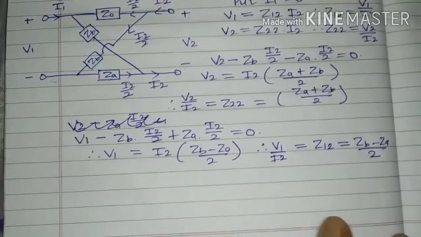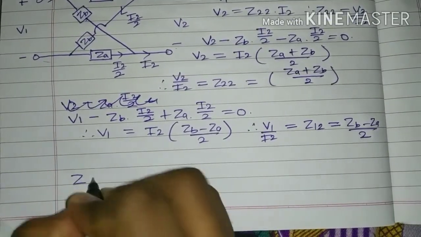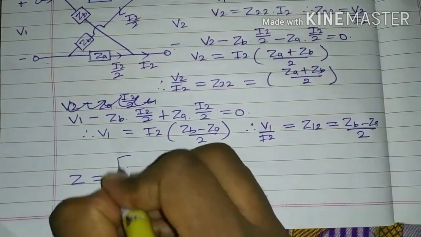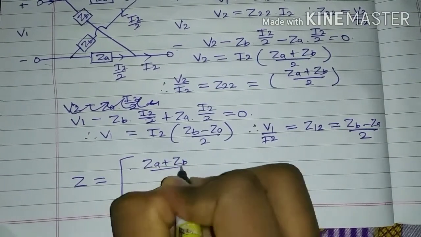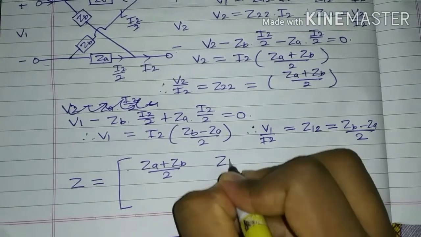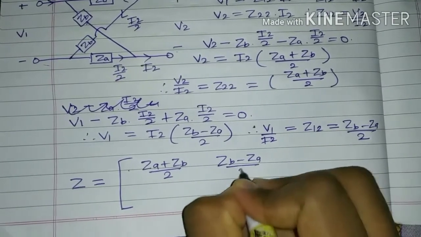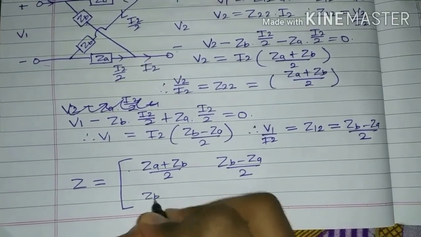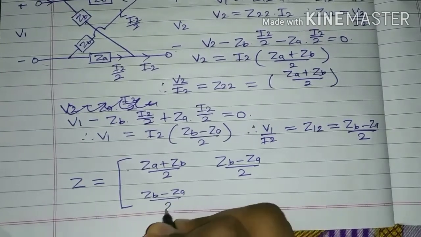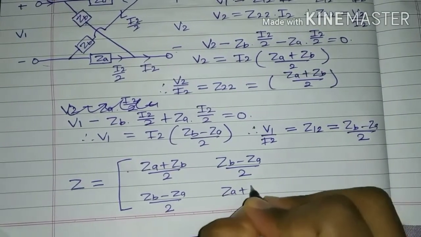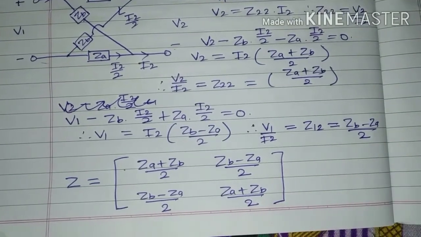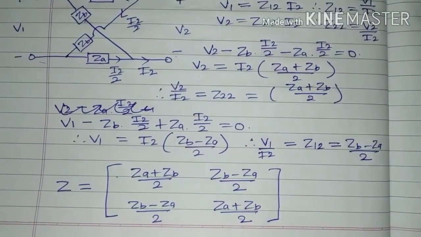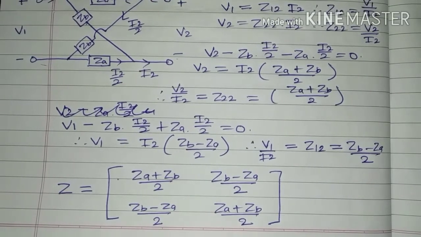Hence, in matrix form, the Z parameters of a lattice network can be given as Z is equal to ZA plus ZB by 2, which is Z11, ZB minus ZA by 2, which is Z12, again ZB minus ZA by 2, which is Z21, and finally ZA plus ZB by 2, which is Z22. I would suggest that you memorize these formulas rather than deriving them every time.